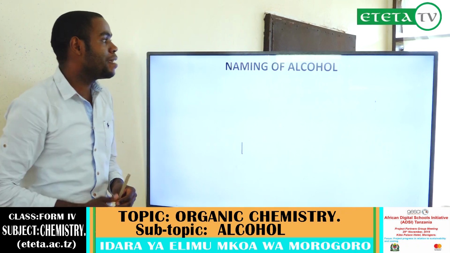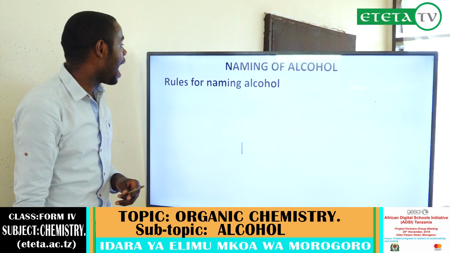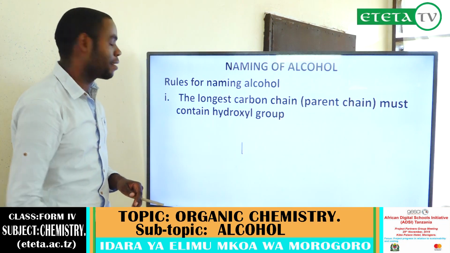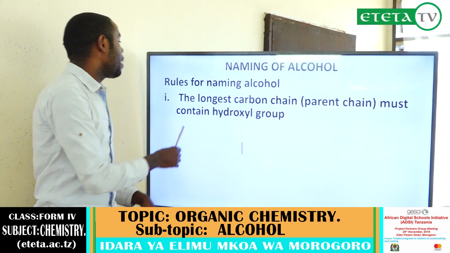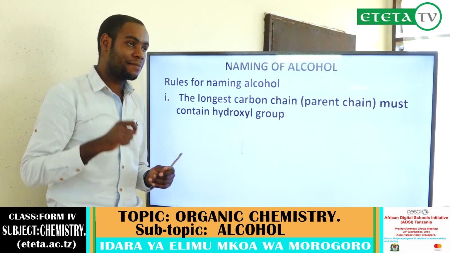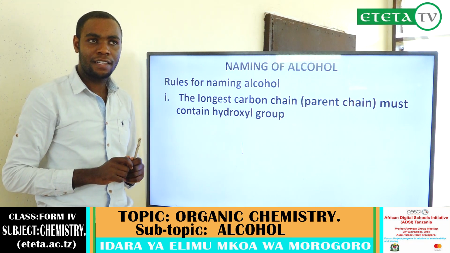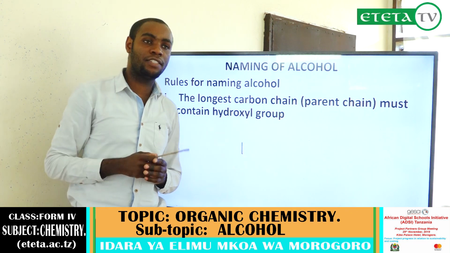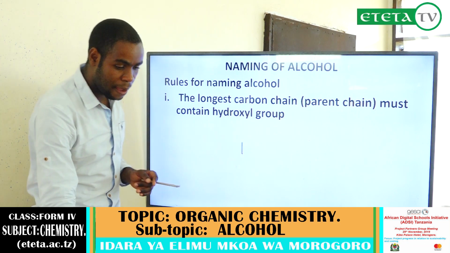Now, naming of alcohol. We're going to look at the rules for naming alcohol. Starting with rule number 1. The longest carbon chain or parent chain must contain the hydroxyl group. So the hydroxyl group must be in the longest chain or parent chain. If it is outside the longest chain, we cannot consider it as a parent chain.